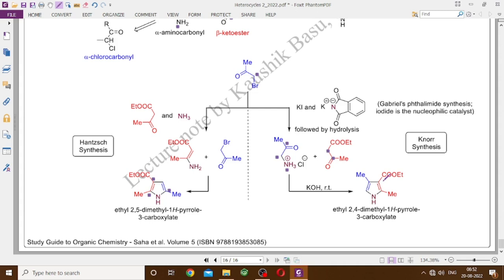I keep repeating furan. I'm sorry, pyrrole. This is 2,4-dimethyl, and at the 3 position you have this carboethoxy group. So this is the ethyl ester of 2,4-dimethyl pyrrole 3 carboxylic acid. Obviously these two are isomeric in nature. So it depends upon the reaction condition which you choose, and then which of these regioisomeric pyrroles will form, you can decide.